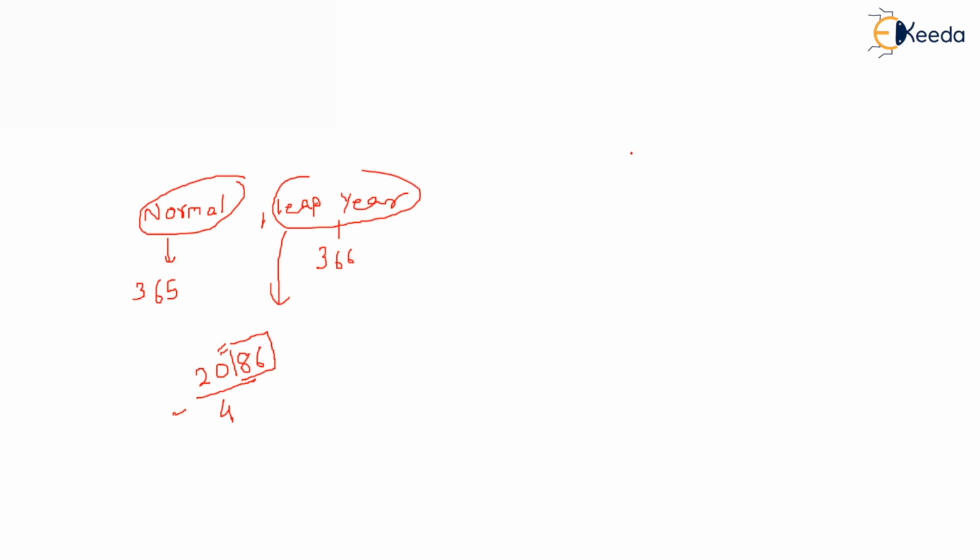So after you divide 86 by 4, you will come to know that it is not divisible, right? 2 is remaining as a remainder. So that means this year is not a leap year. Okay, clear? And what is normal year? Normal year means if it is not a leap year, then it is a normal year, right? So this year is basically a normal year. Okay, and this is how you need to understand.